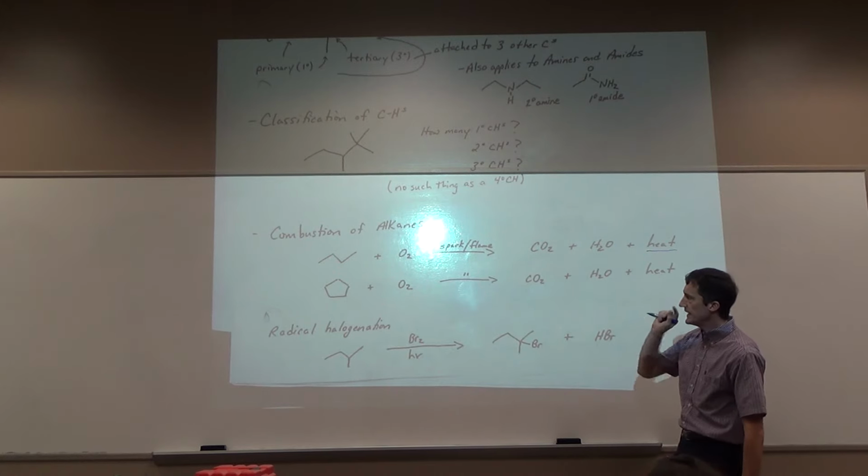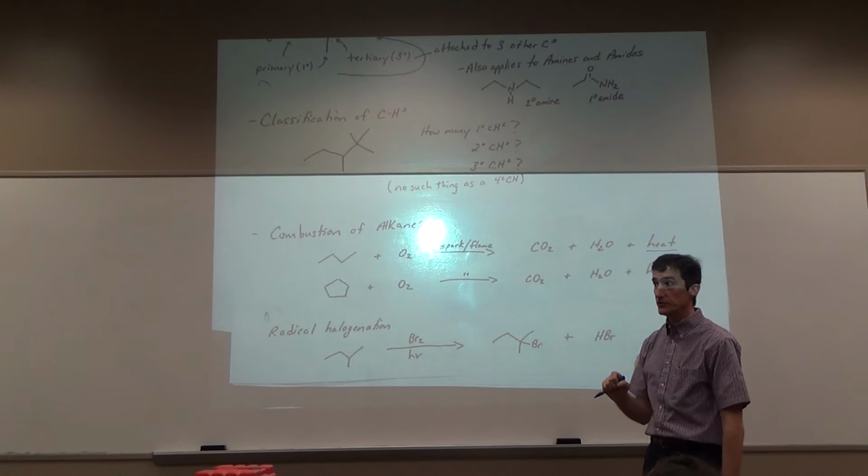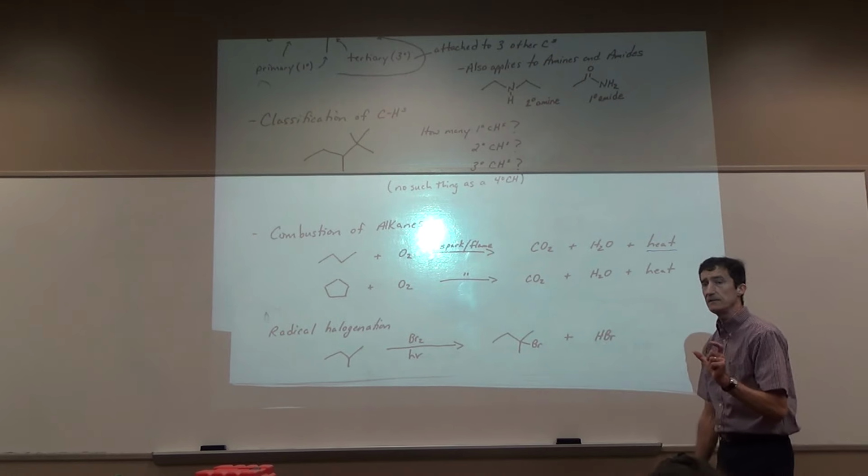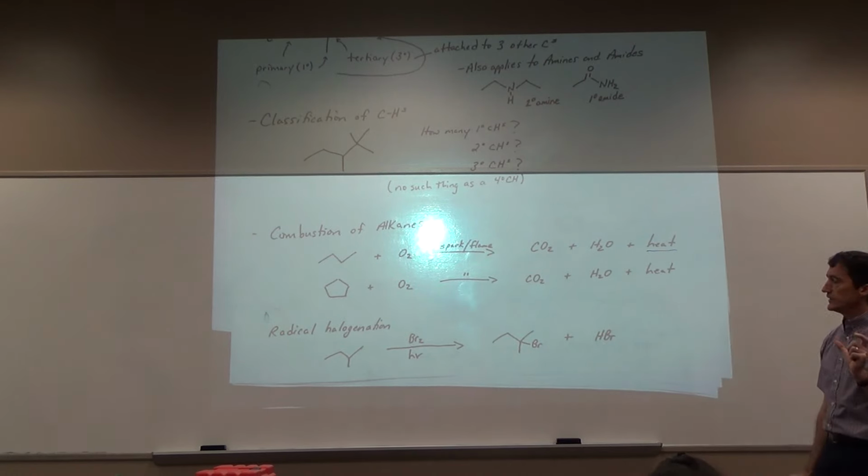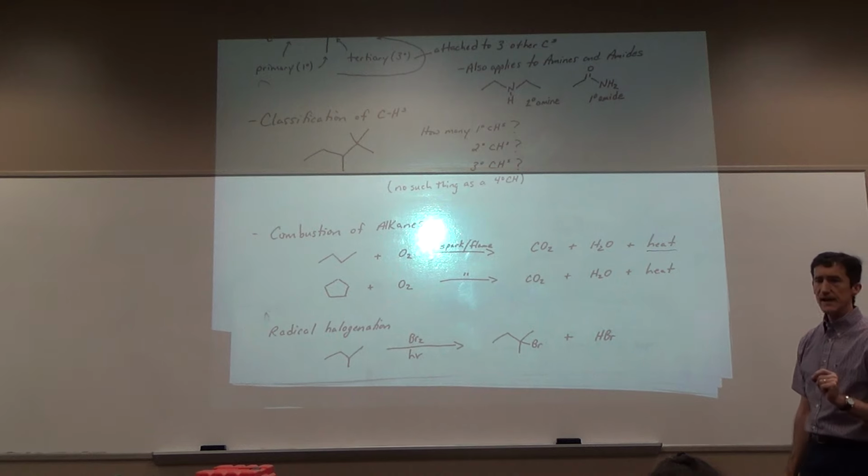That's about it for alkanes. When we get to alkenes, test 2, there'll be tons of reactions because the alkene pi bond is a great source of reactivity. Tons of reactions with the alkenes.